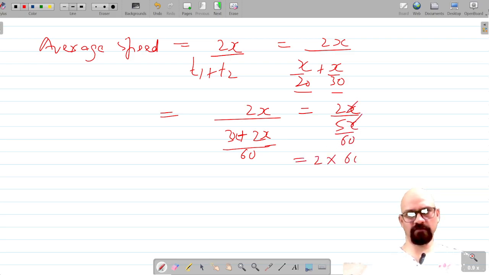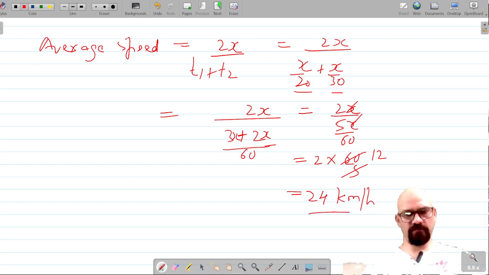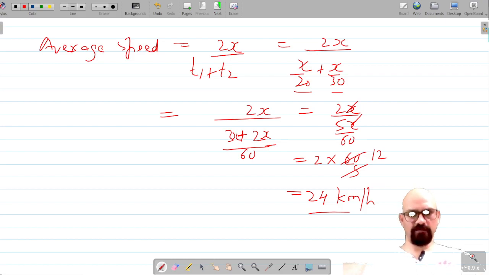This is 2 into 60 by 5. This is 12. And this is equal to 24 kilometers per hour. So 24 kilometer per hour is the average speed for the whole trip. And with this, we are done with our question number 3.